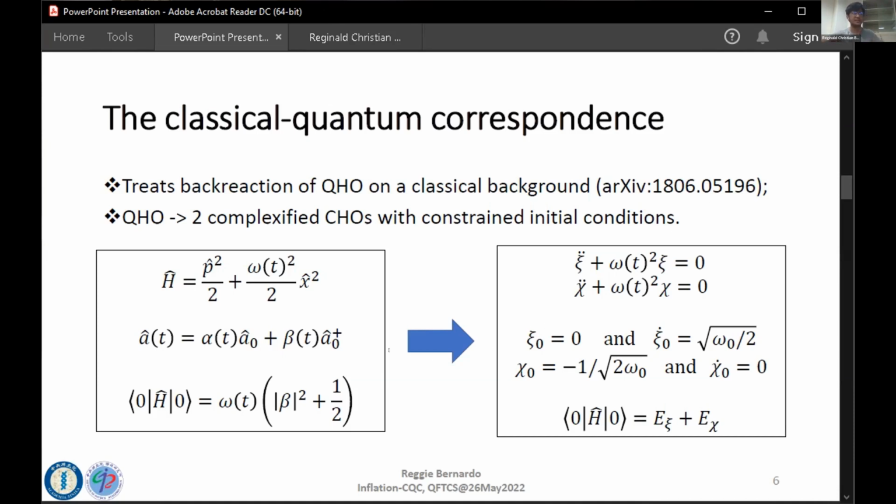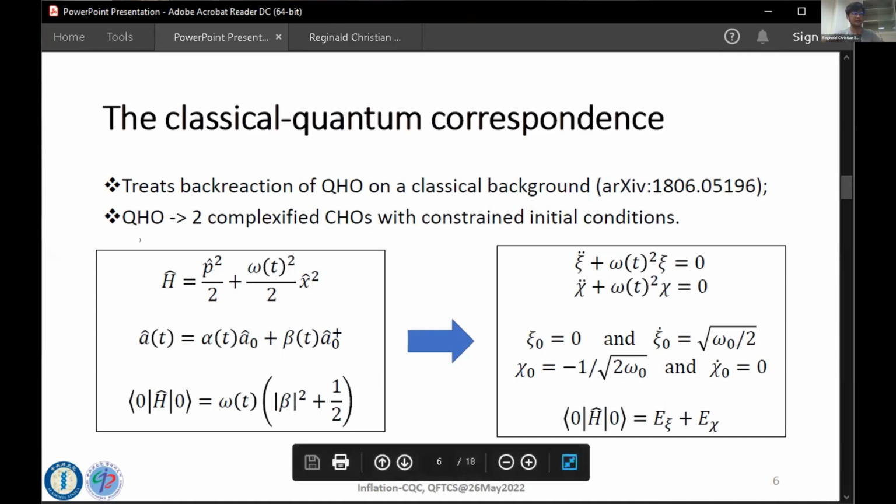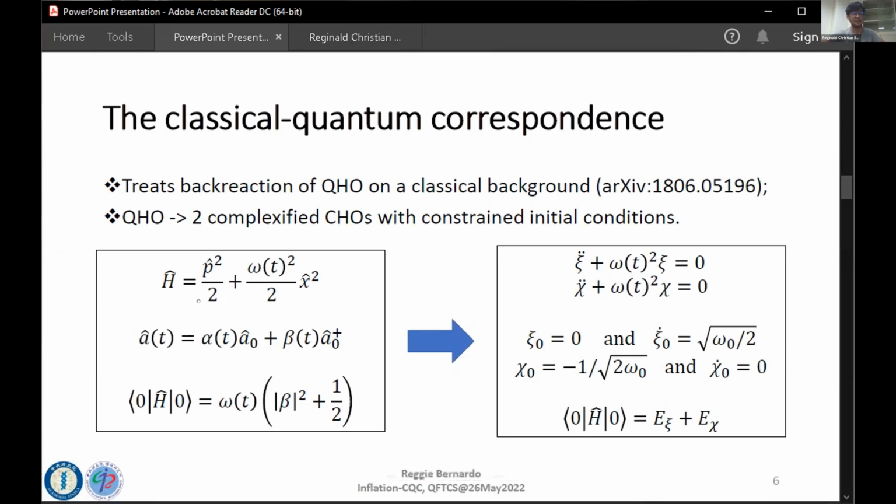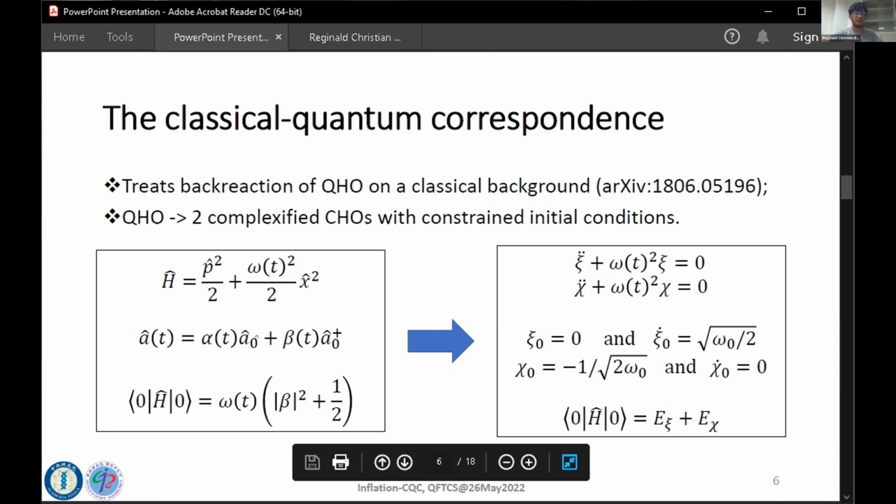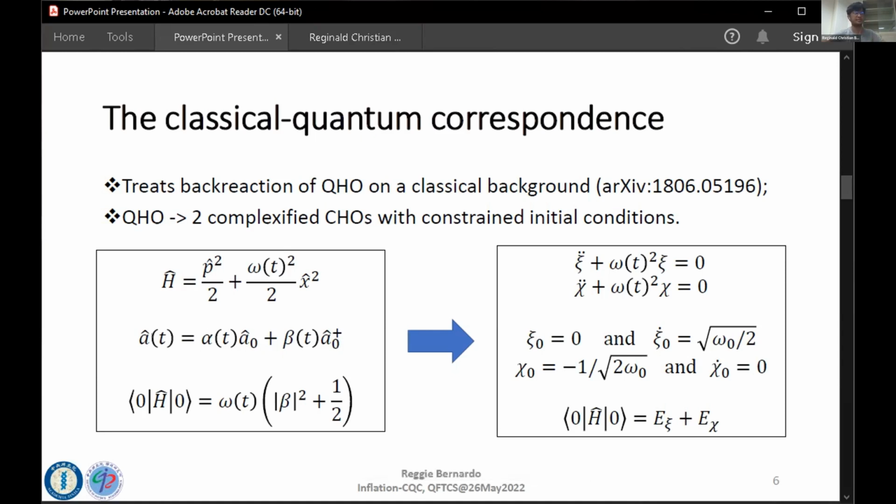Anyway, the main idea is like this. So the quantum harmonic oscillator: we can see the operators relevant to us on the left side. There's the Hamiltonian of the quantum harmonic oscillator, and then this is the creation operator, and it's a function of time, because in this context we consider the background as driving this frequency, which is time dependent right there.